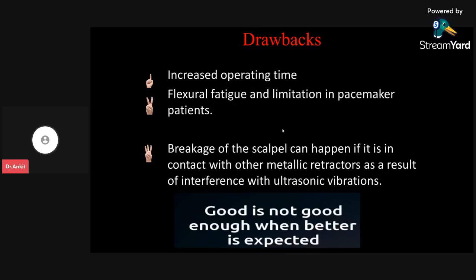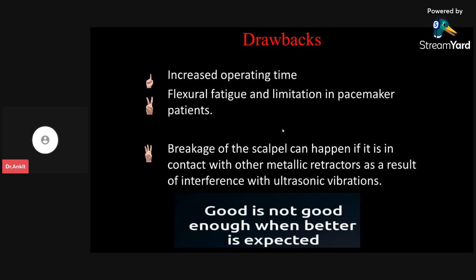And there is a limitation in pacemaker patients, right? There is a limitation in pacemaker patients. And breakage of the scalpel can happen if it is in contact with other metallic retractors, as a result of interference with ultrasonic vibrations, right?